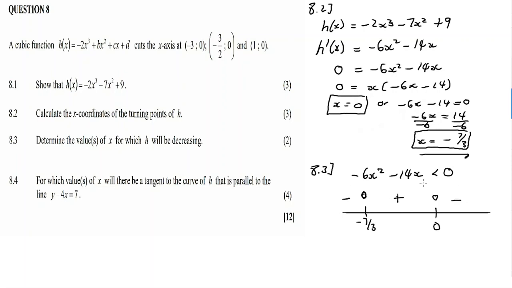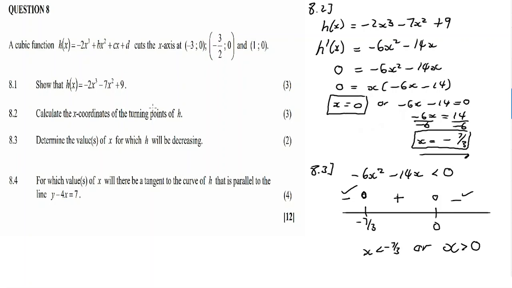Right, so I'm looking for the place where the x values give a negative answer, which is here and here. So therefore it means whenever x is greater than 0, or whenever x is less than minus 7 over 3, that's when h is decreasing. That's the answer for 8.3.